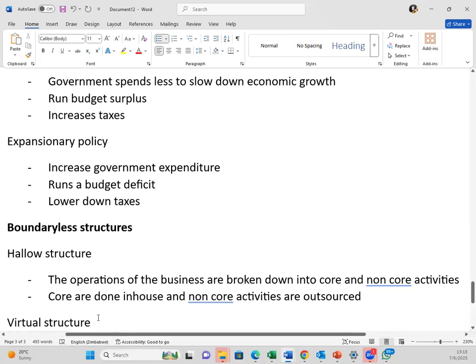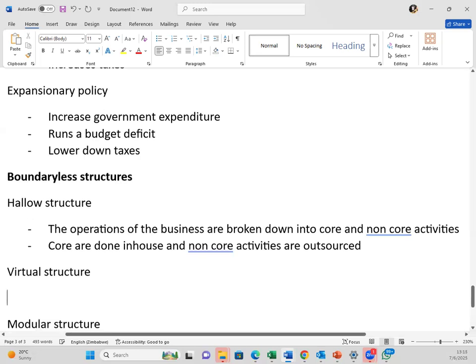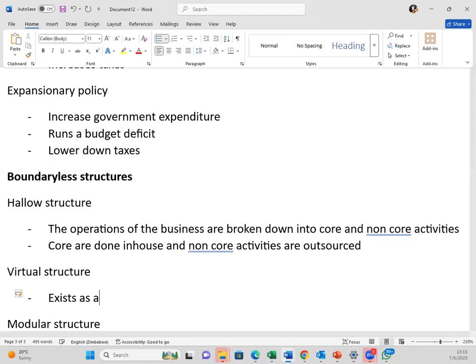Then we can have the virtual structure. So if the organization is a virtual structure, normally most of the activities are outsourced. So the organization can simply exist as a network of activities. It's just an organization that's not producing anything. It's just buying from somewhere and selling to someone. So the organization exists as a network of activities.